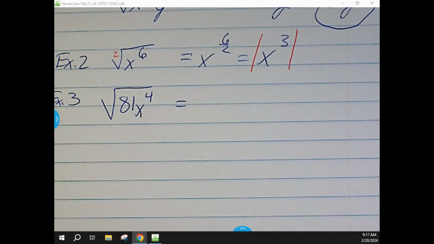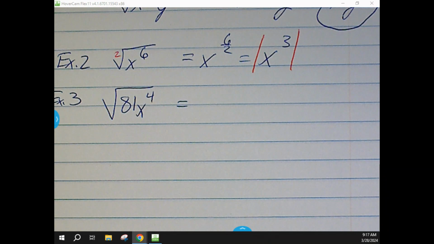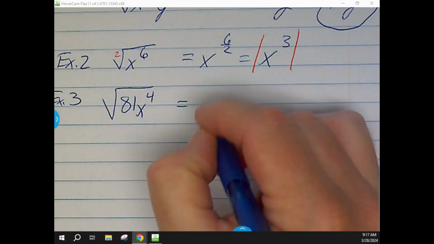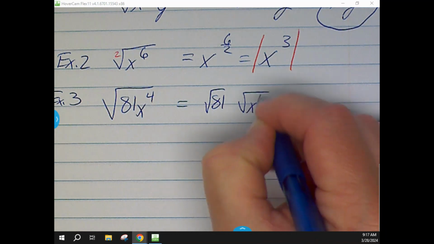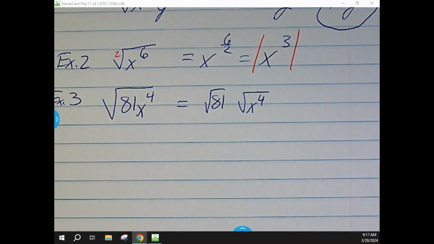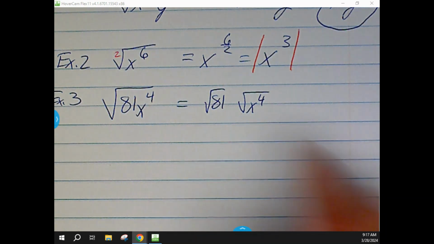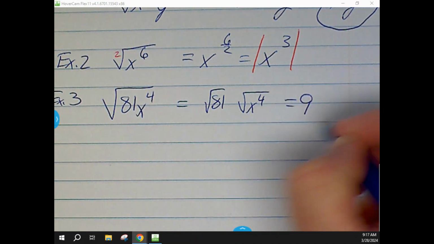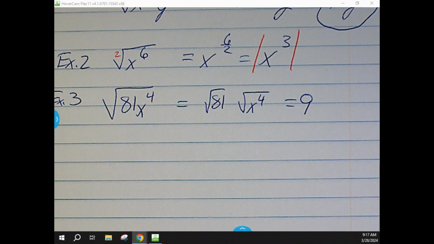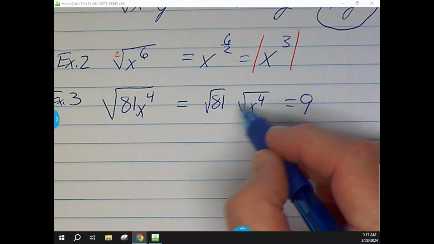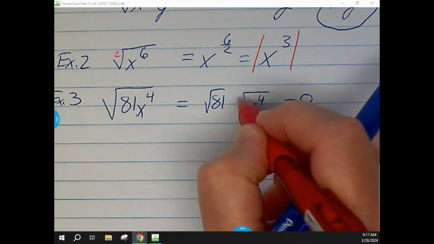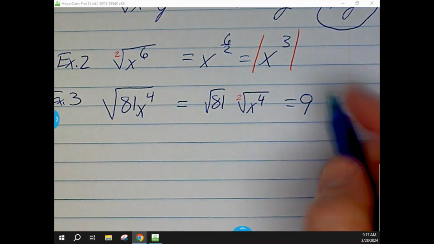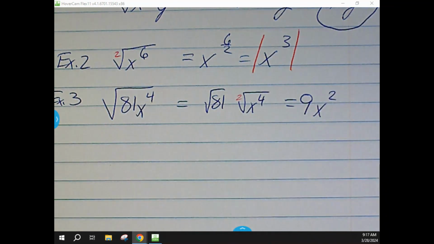All right, so if they give you a number and they give you variables, you can basically break it up into two different parts. We're going to do the square root of 81, and we're going to do the square root of x to the 4th. Okay, square root of 81, we know that's 9. If we did the absolute value of 9, it's still 9, so we don't have to worry about that one. We've got the square root of x to the 4th, so we take 4 divided by 2, that's going to make it x squared.